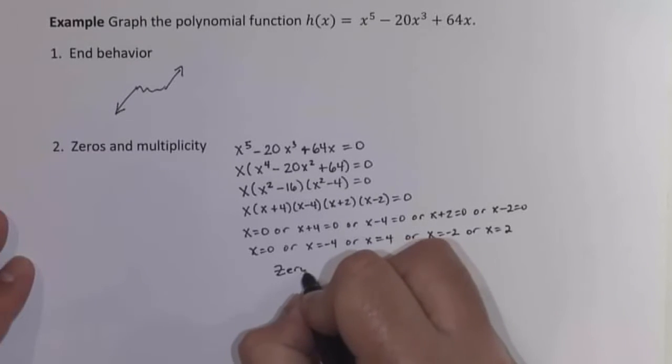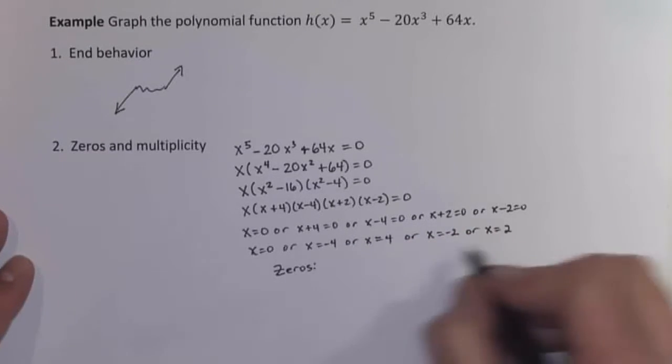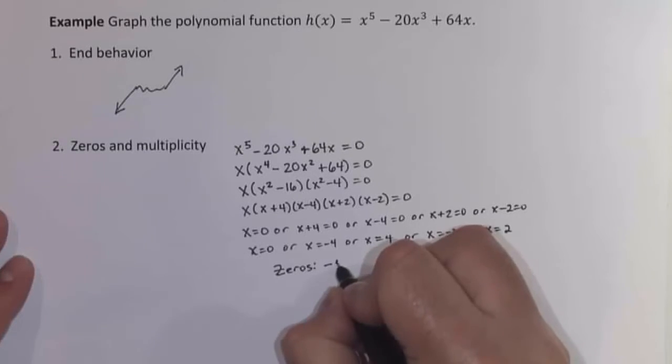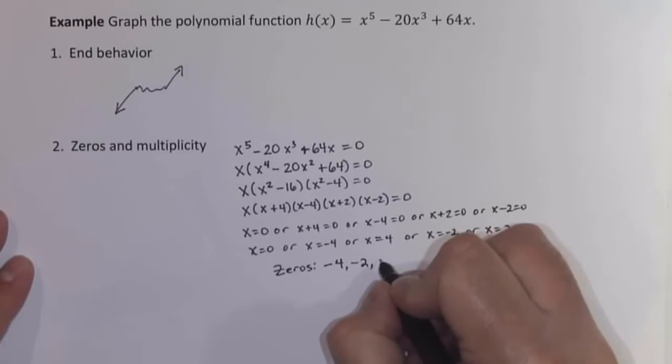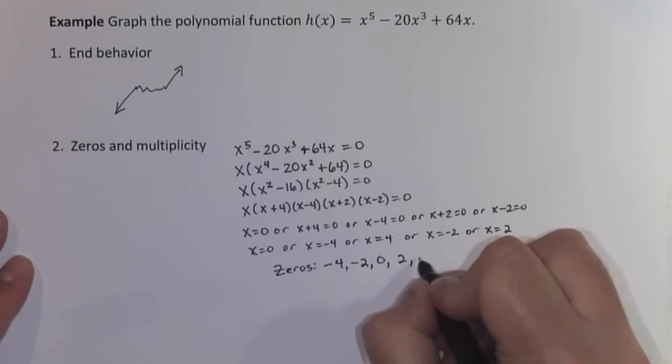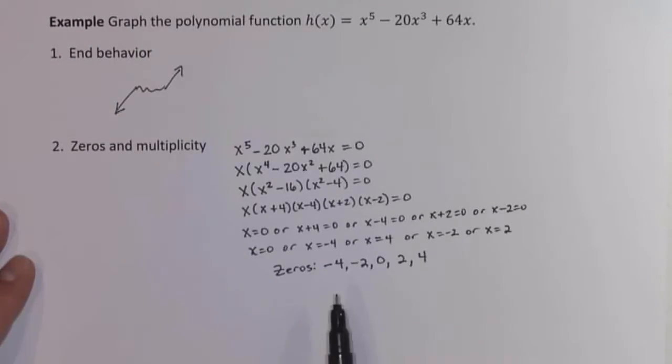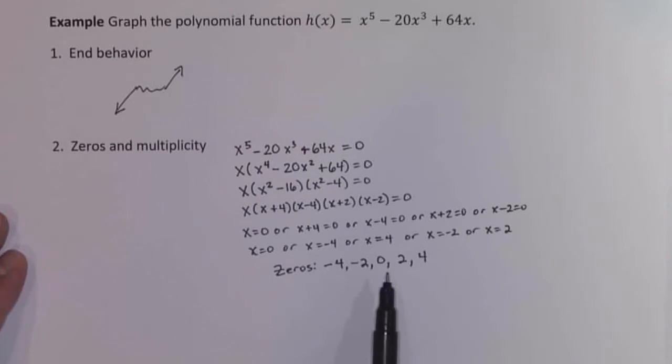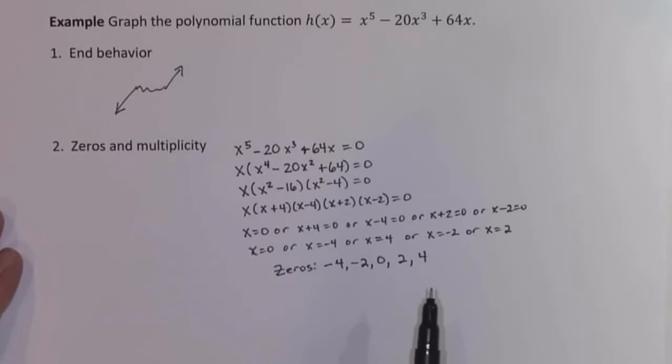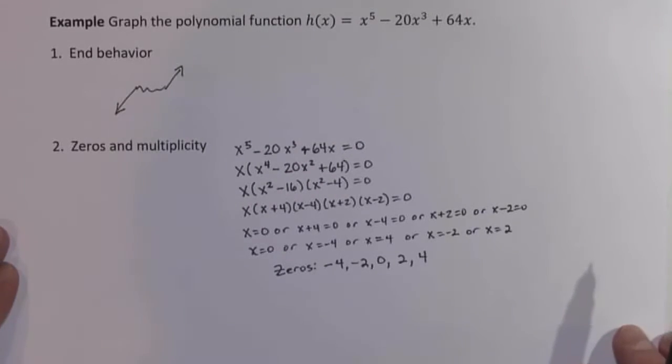So in this case we have 5 zeros, and if I put those in order, they're going to be negative 4, negative 2, 0, 2, and 4. And so that also means each of these is the x-coordinate of our x-intercepts. So we're going to have x-intercepts of (negative 4, 0), (negative 2, 0), (0, 0), (2, 0), and (4, 0). So we're going to use those values to find our intervals for our table of signs.